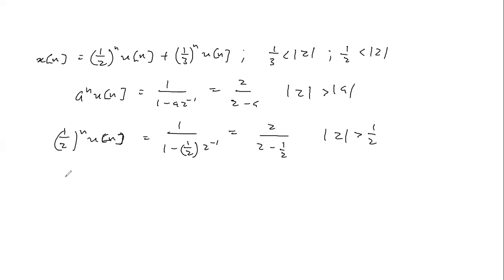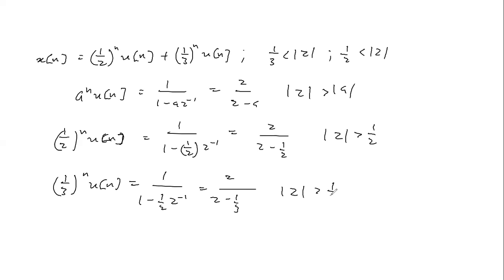Now, we also have 1 over 3 and U of n equal to 1 over 1 minus 1 over 2 Z inverse, which is the same as Z over Z minus 1 over 3 for mod Z greater than 1 over 3. Okay? So in this case, mod Z is greater than 1 over 3, mod Z is greater than 1 over 2. So based on that condition, we can now add them up.